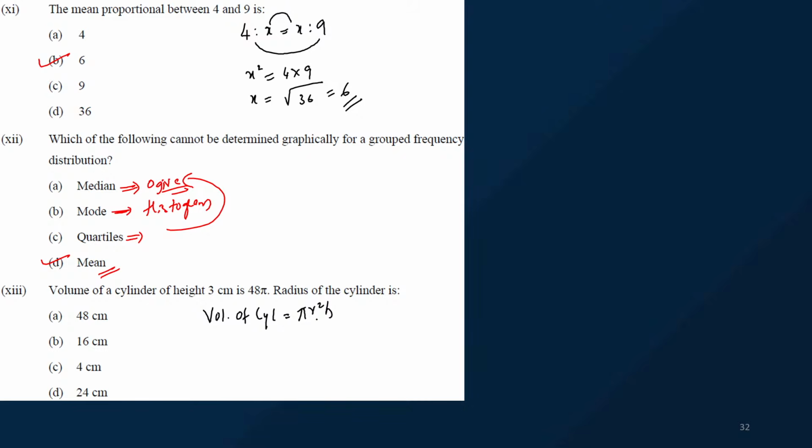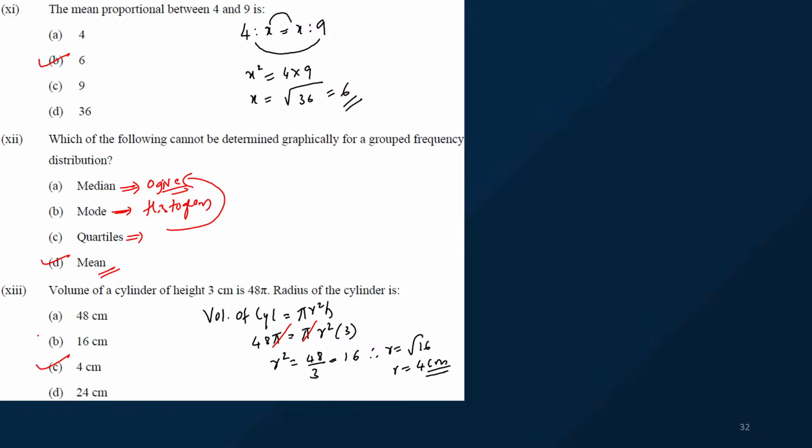Now they have given the volume of a cylinder of height 3 centimeter. Height is given as 3 centimeter, and the volume is 48 pi. You are asked to find the radius of the cylinder. So now what can I do? The pi will get cancelled. Now r square is equal to 48 by 3, that is 16. Therefore r is equal to square root of 16. r is equal to 4 centimeter is the right answer.